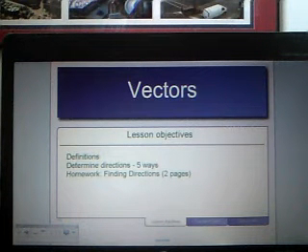So what we're going to do is we're going to talk about vectors first, give you a few definitions to get you started for the unit, and then after the definitions, we're going to talk about how to do directions for a vector. Lengths are pretty self-explanatory. The bigger it is, the longer it is, the shorter it is, the smaller the arrow is.